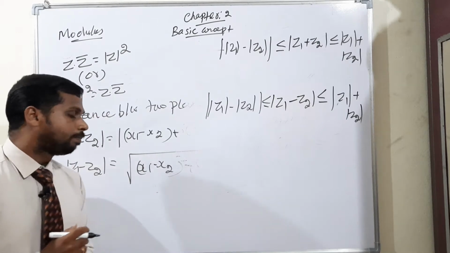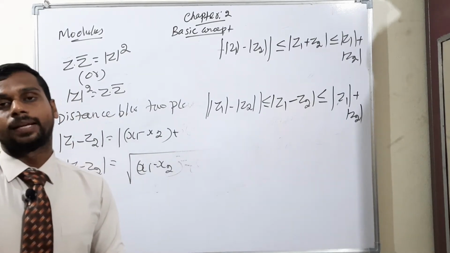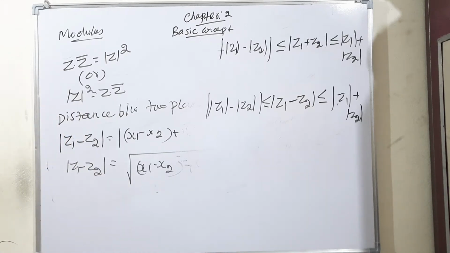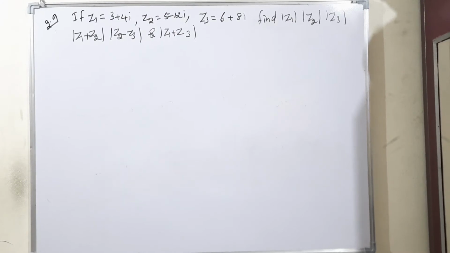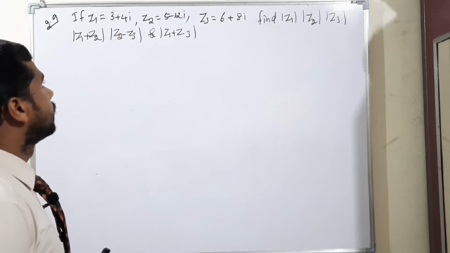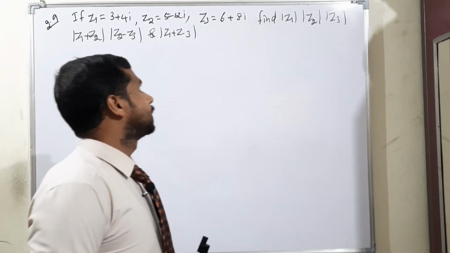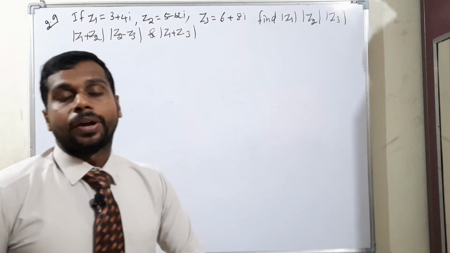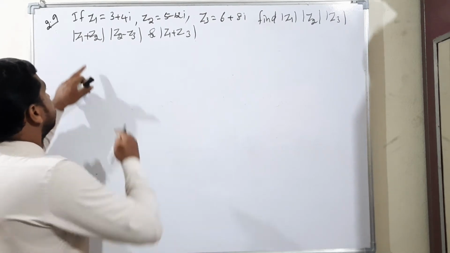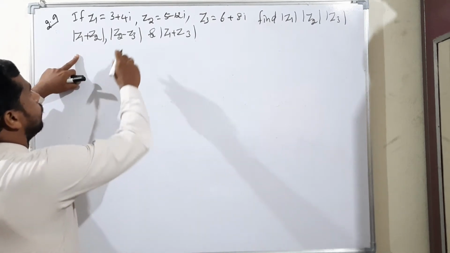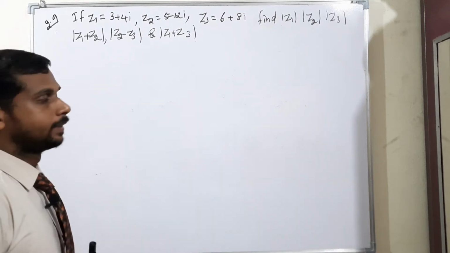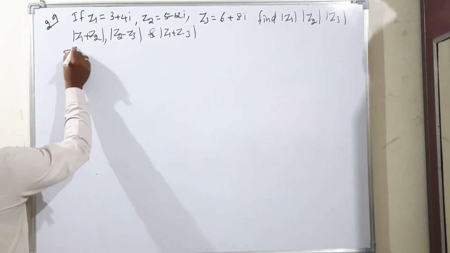So I hope you understand. I will continue with examples and exercise 2.5. What is the question? Example 2.9: if z1 is equal to 3 plus 4i, z2 is equal to 5 minus 12i, z3 is equal to 6 plus 8i, what do we have to find? Modulus z1, modulus z2, modulus z3, and modulus of z1 plus z2, then modulus of z2 minus z3, then modulus of z1 plus z3. So, solving one by one.